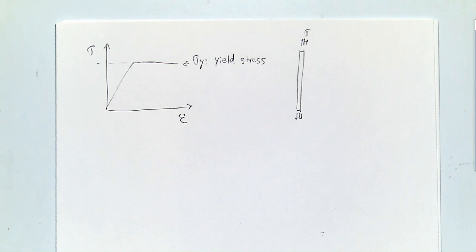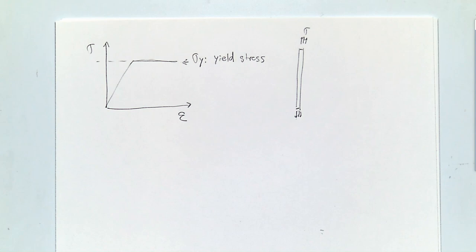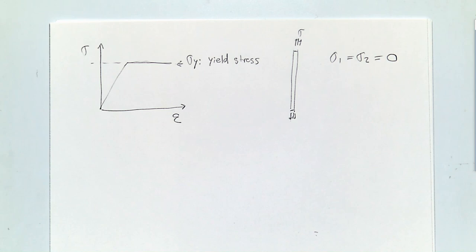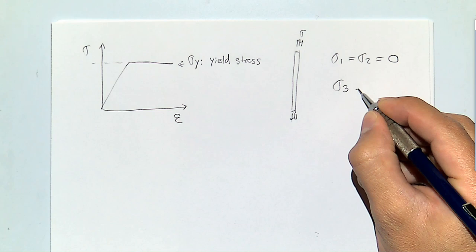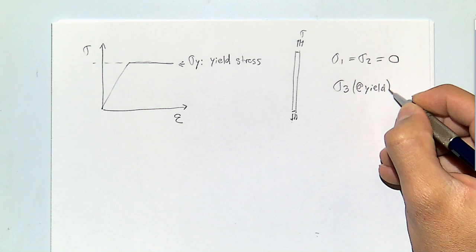It's just that some of the conditions may be different in the other two dimensions. In this case, the other two are zero, okay? So what we could say in this case is that, for example, sigma 1 is equal to sigma 2 equal to zero, understanding that those two are for compression or positive values, and since this is a tensile test, the sigma 3 at yield, I should say, not at failure, at yield is equal to sigma y. But it's truly a three-dimensional test.